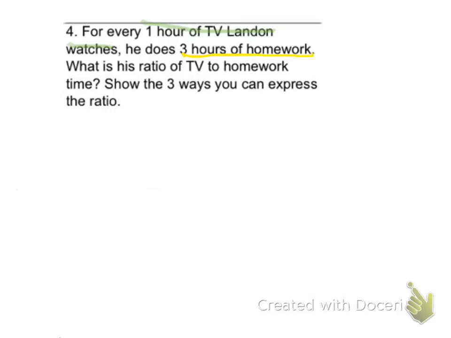Now we're looking for a ratio of TV to homework. So TV first, homework second. It's important to pay attention to order because it doesn't necessarily always go in the order that they have it written in. Okay, in this case it is. So we're writing TV to homework is what they're looking for. TV to homework. And we're just going to match that up with his hours to make a ratio.